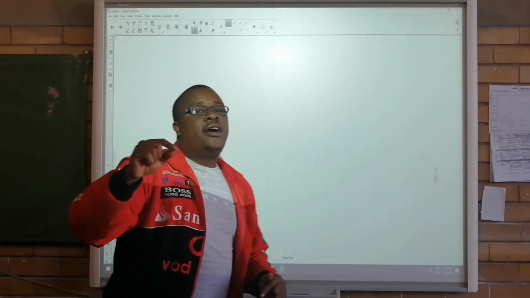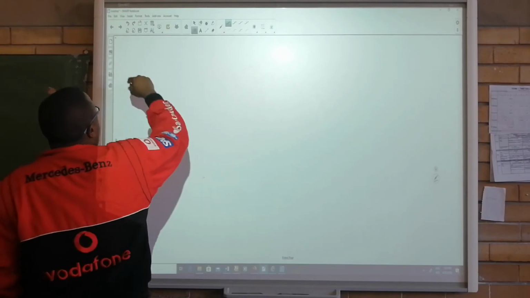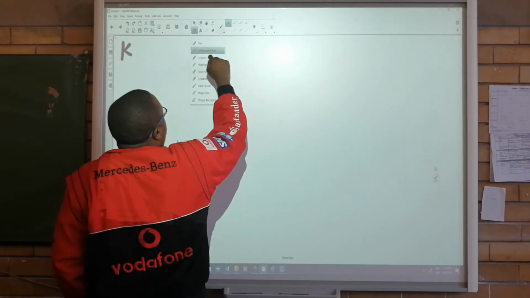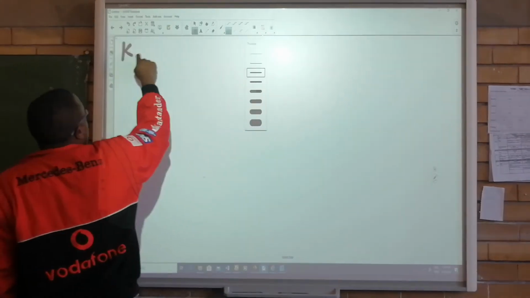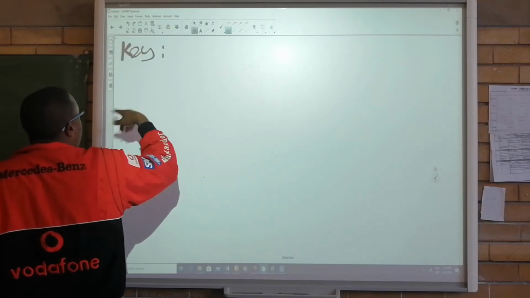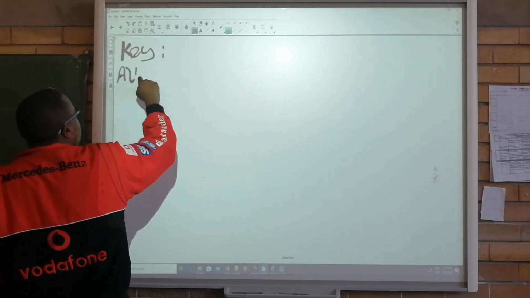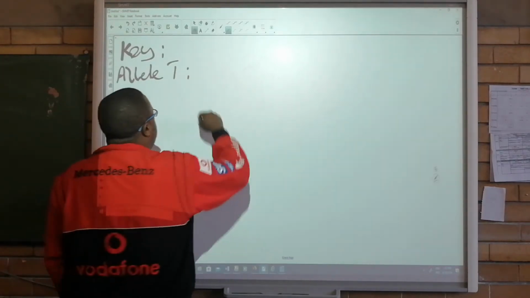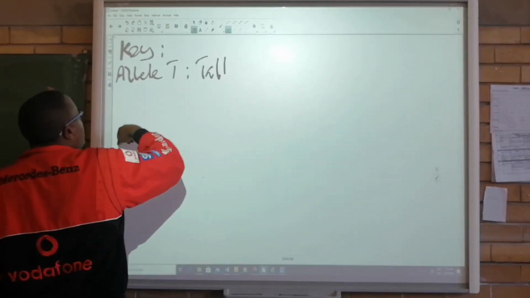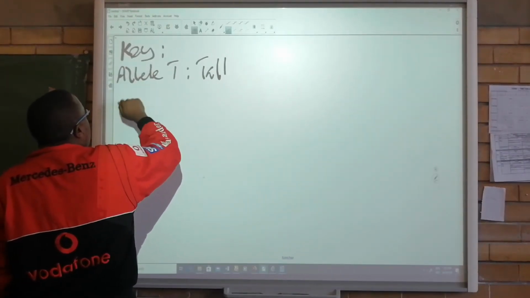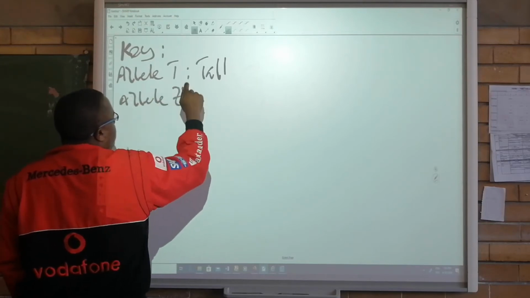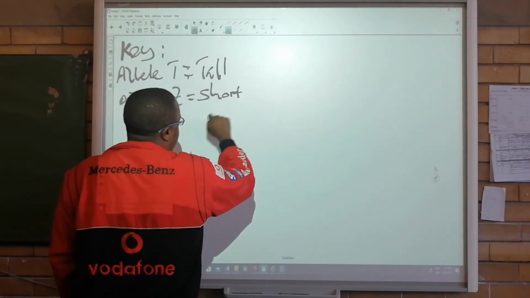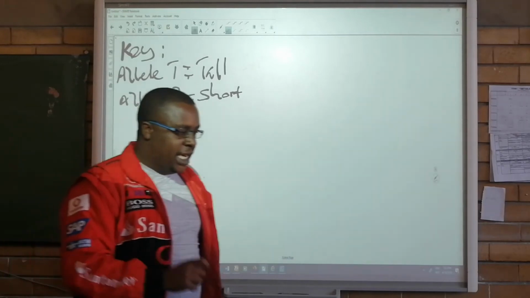Now, if you are looking at the height in pea plants, so our key, what does it say? Our key says, for alleles, the allele T will code for what? For tall pea plants. And the allele t will code for what? For short pea plants. I hope you get it.